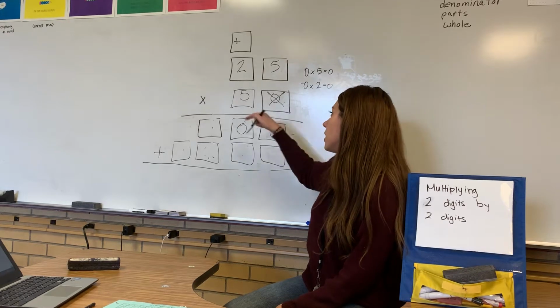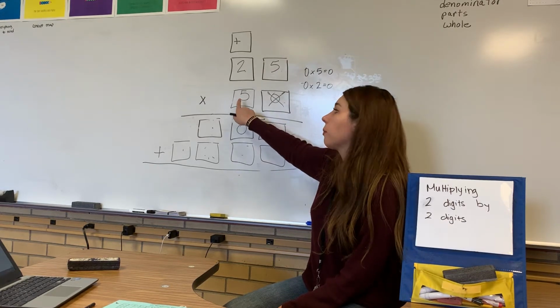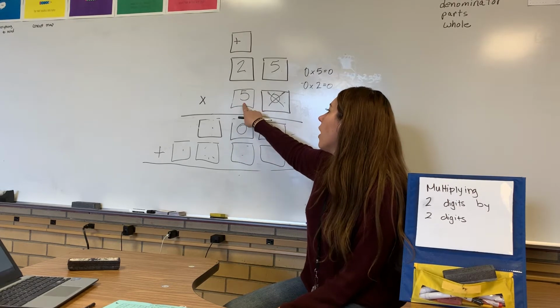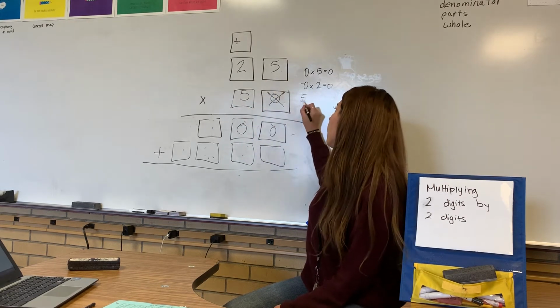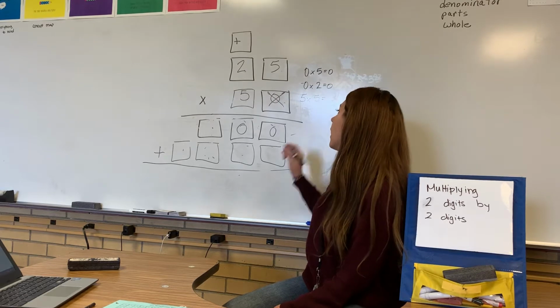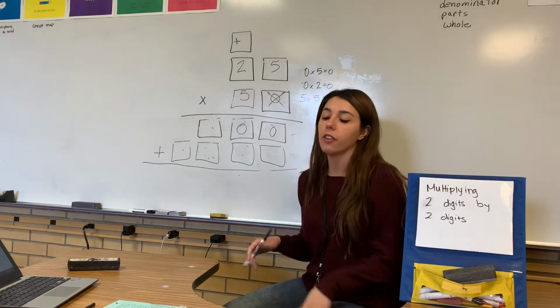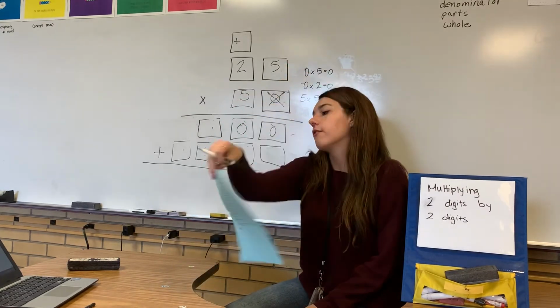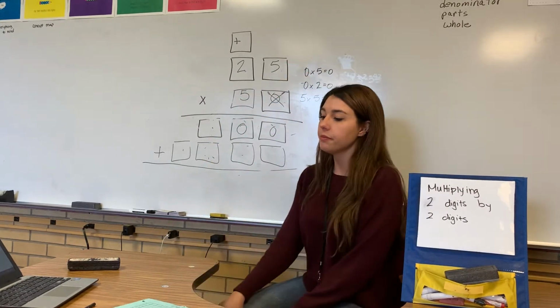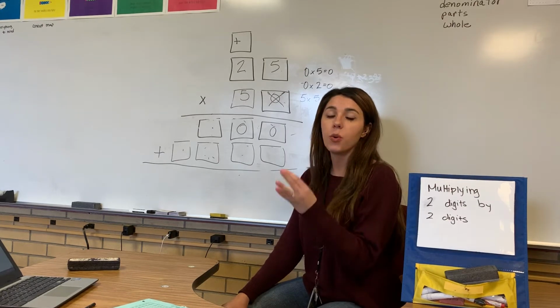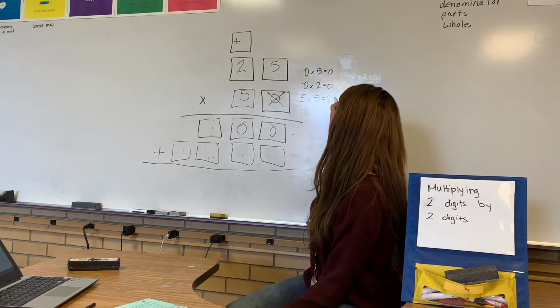Okay, now I'm going to do my next number on the bottom and multiply this number by every single number on the top. So I do 5 times 5. 5 times 5 is, I'll give you a second, you can pause it or look at your multiplication chart and find 5 times 5 or count by 5s. Okay, it is 5, 10, 15, 20, 25. My answer is 25 here.